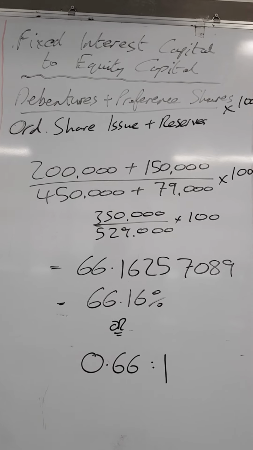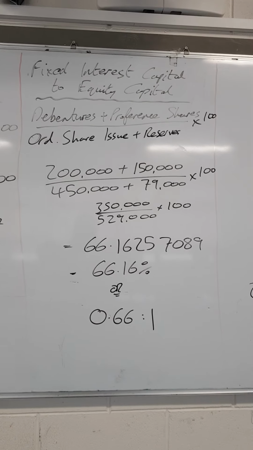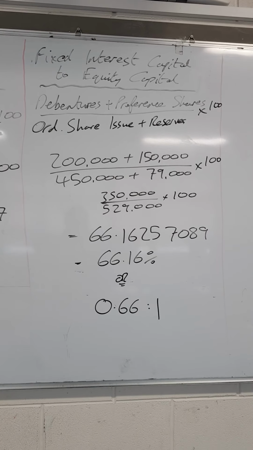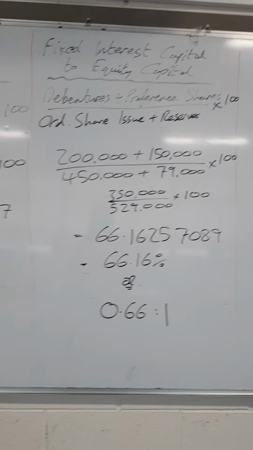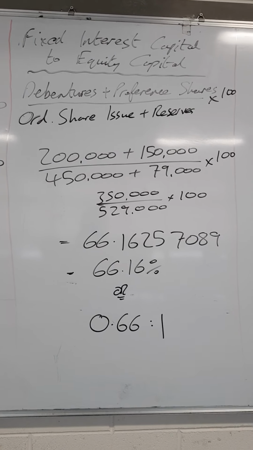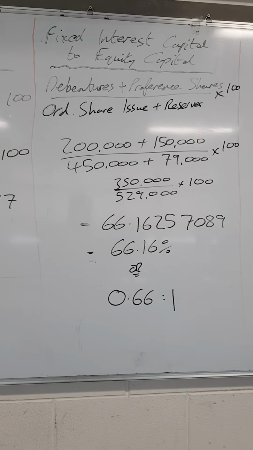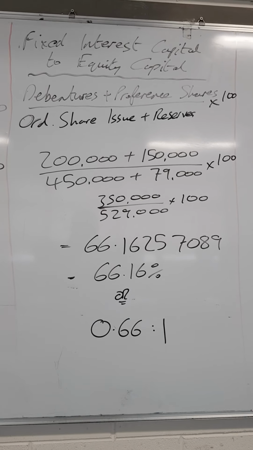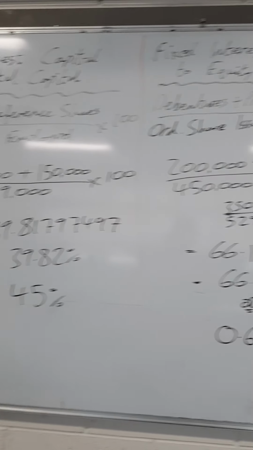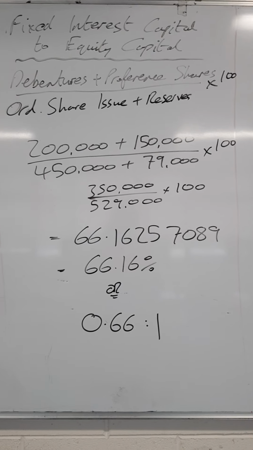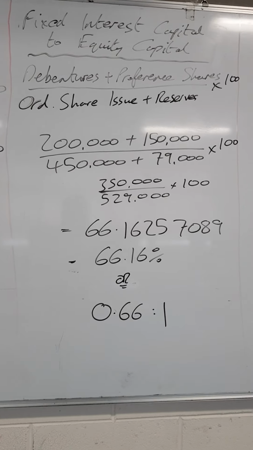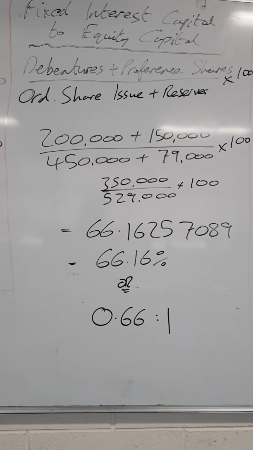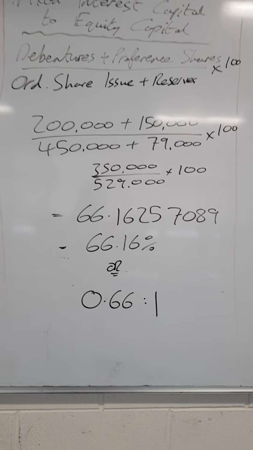So if you decide to do your fixed interest capital to equity capital, there is no reason for you to do it if you know the other one. But just so you have it, in case you are asked specifically to work this out in part A, perhaps. So it's the exact same top line: your debentures plus your preference shares divided by your equity capital this time, which I've told you already is your ordinary shares issued plus your reserves. So it's 450 and 79.